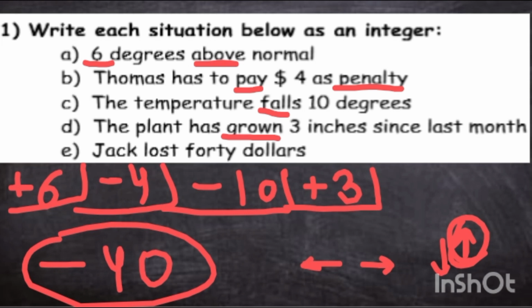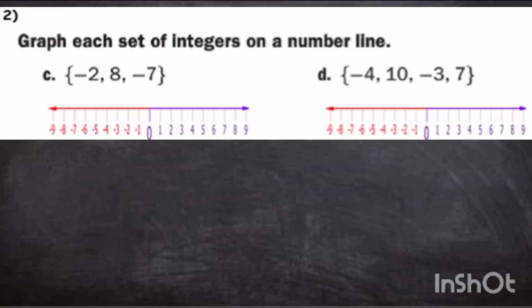So these are our answers, and this is how we do that. Okay, now let's move to our second question. Here our second question says graph each set of integers on a number line. So we need to graph each integer. Our first integer is -2.